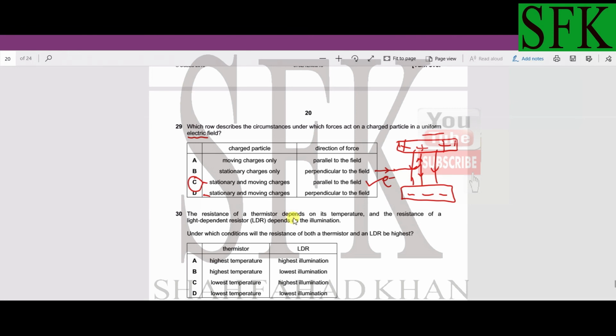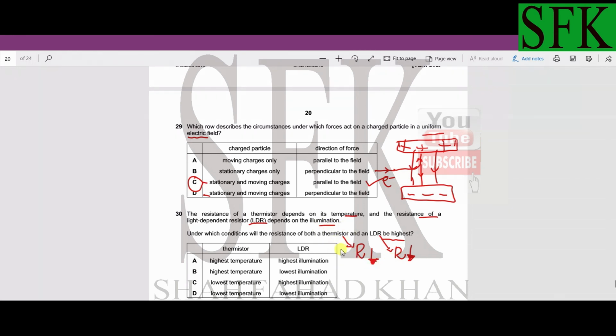The resistance of a thermistor depends on its temperature, and the resistance of an LDR depends upon the illumination. Under which conditions will the resistance of both the thermistor and the LDR be the highest? One thing to know here: as the temperature increases, the resistance of a thermistor decreases, and as the light intensity increases, the resistance of an LDR decreases. So we need the opposite effect. We need both these resistances to increase.